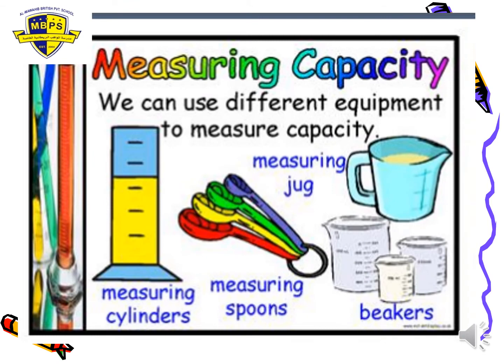After we discovered the word capacity, it's time to know how to measure capacity and what we can use to measure capacity. We can use different tools to measure capacity, and most of these tools maybe you have seen before. The first one is the measuring cylinder. You can find the measuring cylinder in the science lab. And the second one is measuring spoons. The measuring spoons and the measuring jug, maybe your mom is using them in the kitchen. And also we can use the beakers.